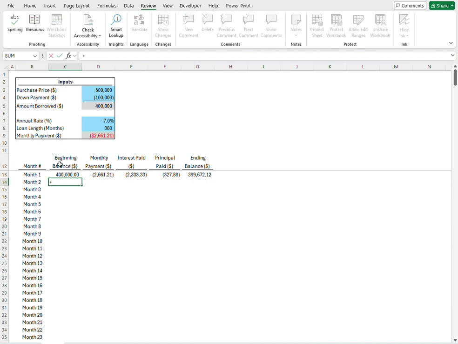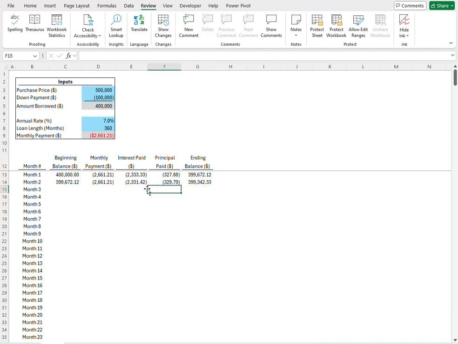And so your beginning balance in month 2 is the same as your ending balance in month 1. So you can just link directly there, and that'll be the same in every single month. It's just going to carry over from the prior month. For monthly payment, this doesn't change, so we're just going to drag that down. Your interest paid is going to be the same calculation, but you'll see the value will change a little bit. And the same with your principal paid and your ending balance.